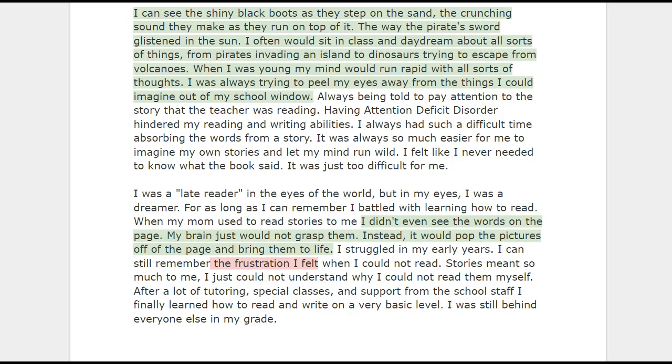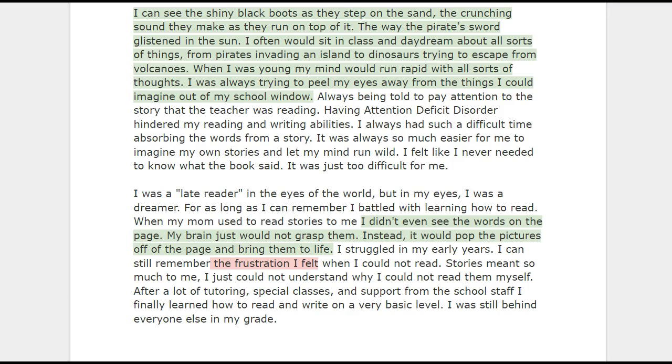Okay, students, you've just read through this example, and you've noticed where the green highlighted sentences are. This student is already doing the work of including descriptive details that matter in their writing. Let's look at the first example in the first paragraph. We see descriptive details of shiny black boots, crunching sounds, the pirate's sword glistening in the sun.